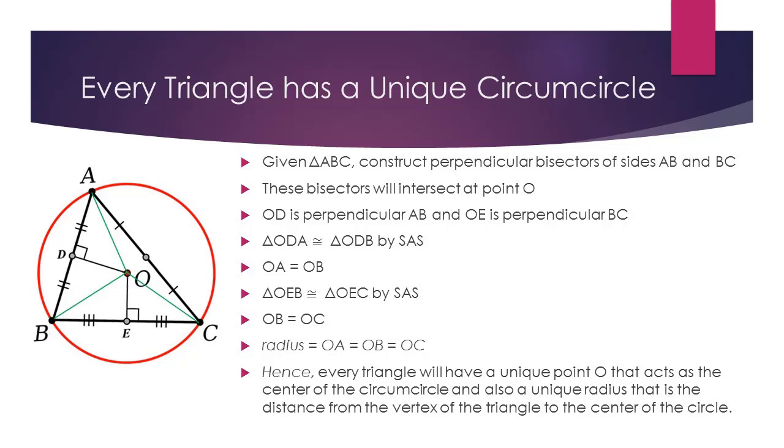So we actually have three radii, and we know that the radius is equal to OA or OB or OC. Hence, every triangle will have a unique point O that acts as a center of the circumcircle, and also a unique radius that is the distance.